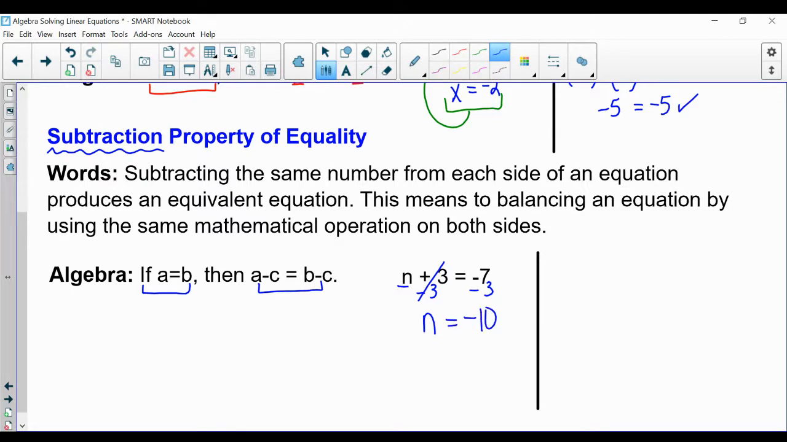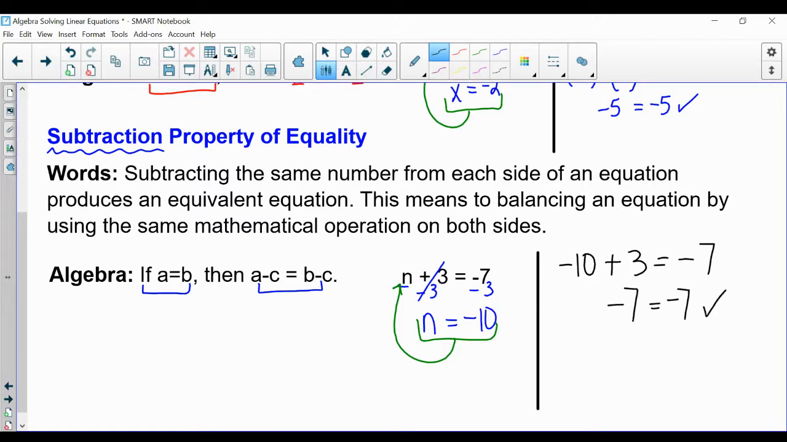I want to check it. I'm going to take this n, negative 10, and substitute it right back in to check it. Here I have a negative 10 plus 3, and that is equal to a negative 7. You can see I didn't put this in parentheses because I'm adding them together. I know 10 minus 3 is 7, but my 10 is bigger, so that's going to make my 7 negative.